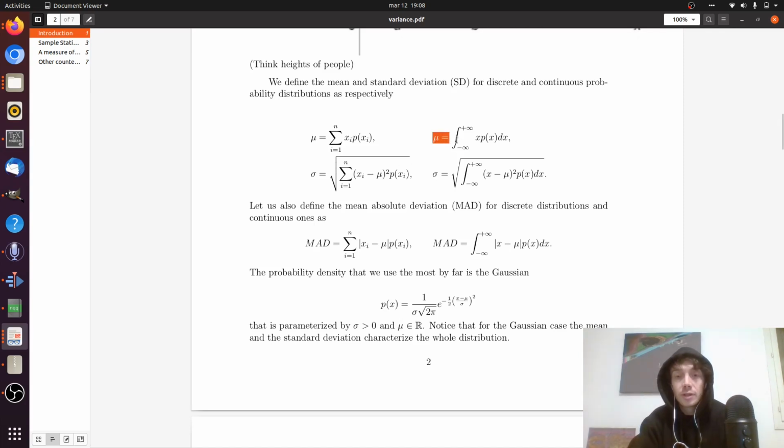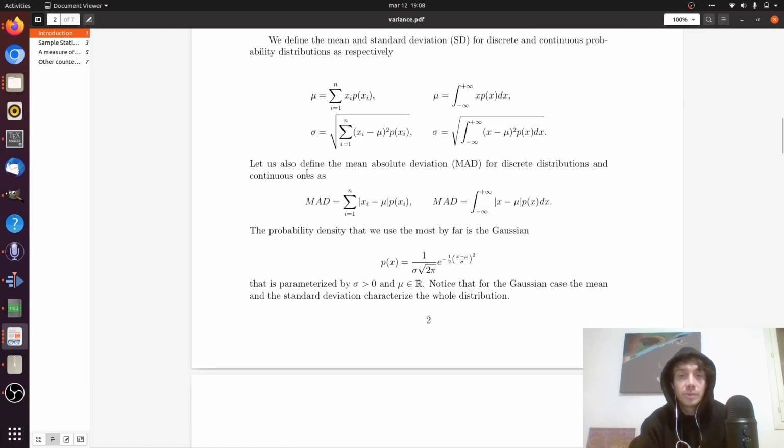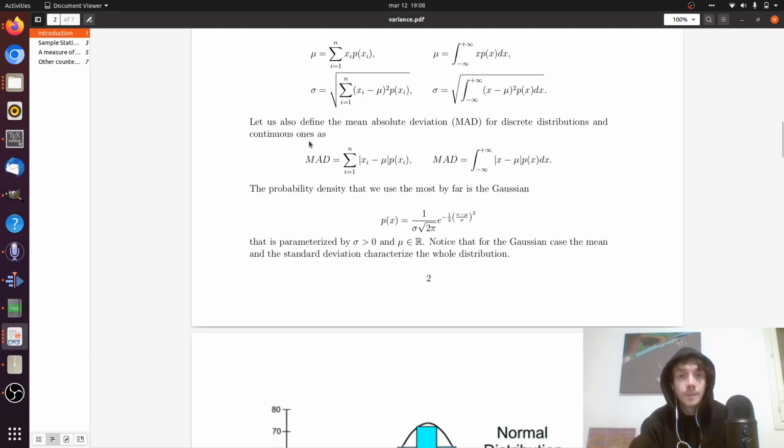And here we have the continuous versions of these quantities for probability densities, and these are for probability mass functions. I just call them probability distributions. If I sometimes mix it up, it's because I just call them probability distributions.